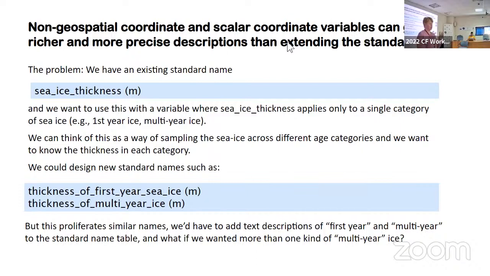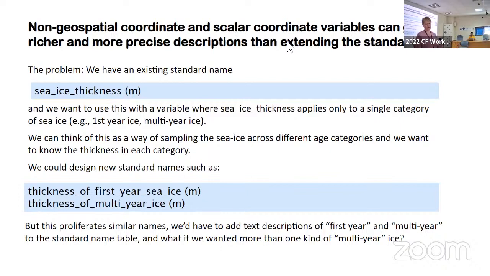And so we could say, well, let's try and stick that information in the standard name. That's the first port of call. And we could define new standard names, things like thickness of first year sea ice, thickness of multi-year sea ice, and so on. We could do that. So we'd have yet more standard names in the table. And again, we'd be proliferating quite similar names.